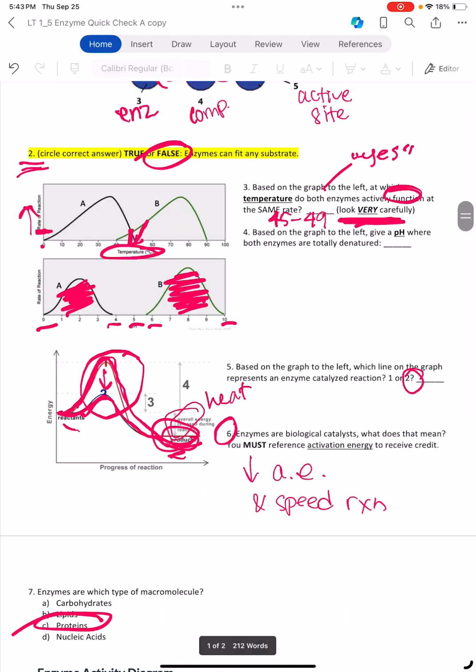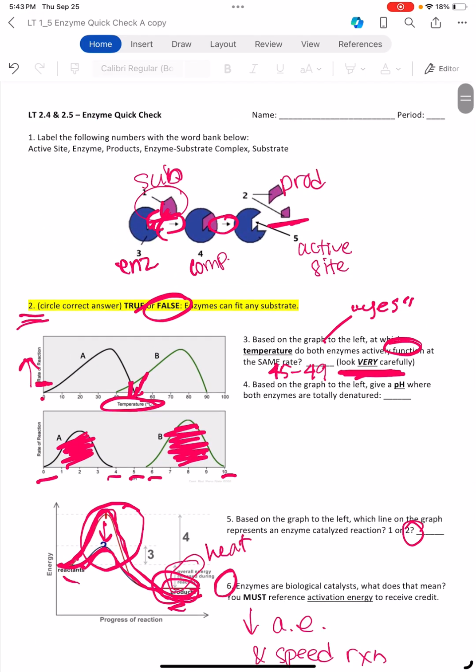Because how do I make these quick checks? How do I make the test? I look exactly at those learning targets and what I expected you guys to know. And that's how I make the test. So if you want to know what you're missing or what you need to study, look through that. Just do a check or an X, and that will help you narrow your focus. So be very careful and thoughtful about these questions, know what it's asking, and give thoughtful answers.